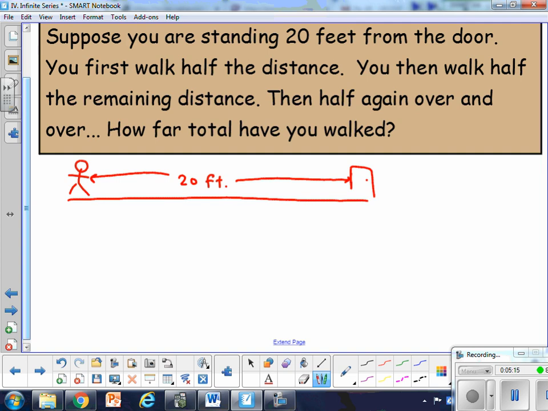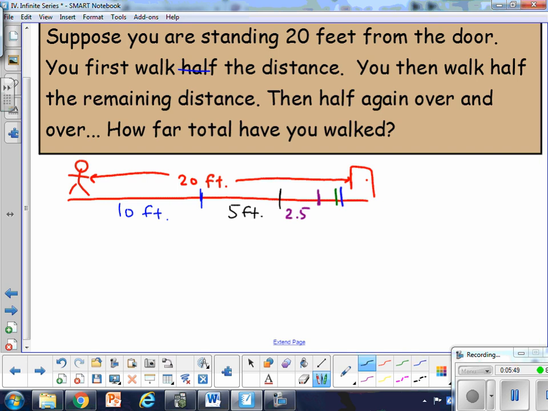But you're going to do this in a very unique way. For example, you're going to start where you are, and the first thing you're going to do is walk halfway to the door. So you're going to walk to maybe about here. You're going to walk 10 feet, in other words. Then from where you are, you're going to walk half of the remaining distance. So if you're at 10, you're going to walk another 5 feet. And you're just going to keep doing this. You're then going to walk half of that 5 feet, 2.5 feet. And then you'll just continue to do that over and over and over.